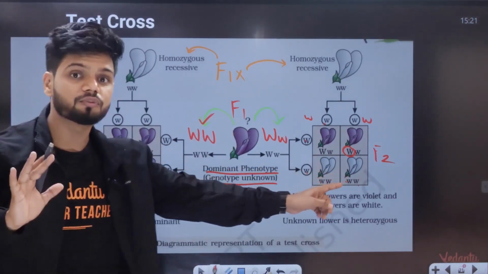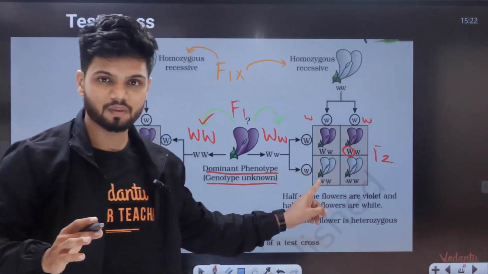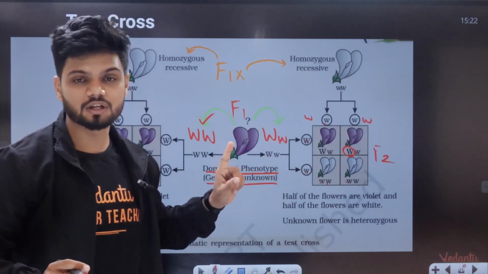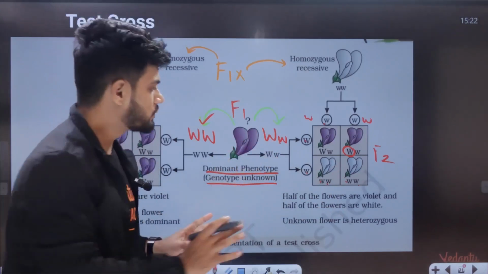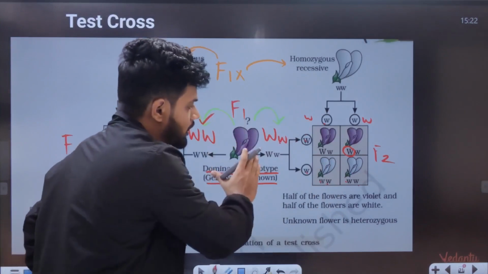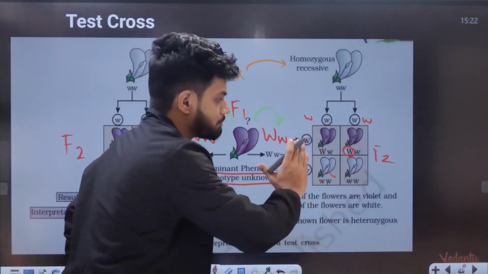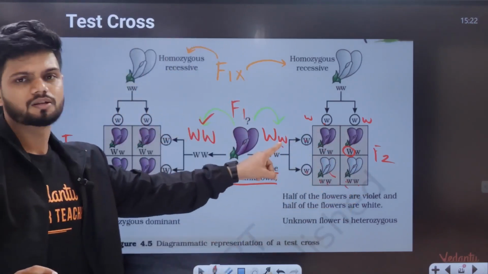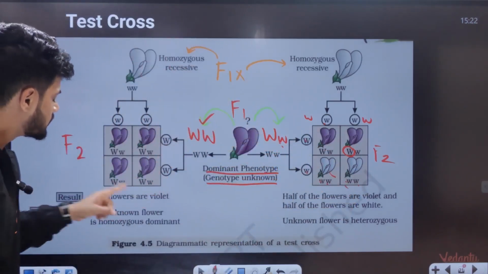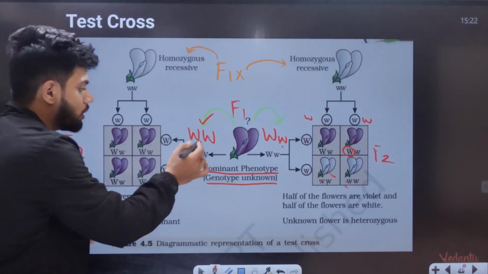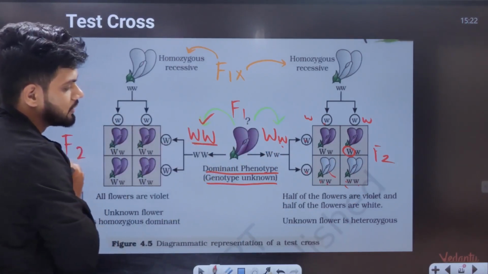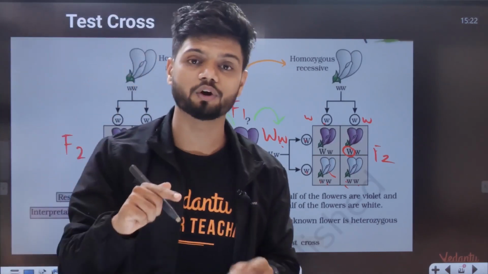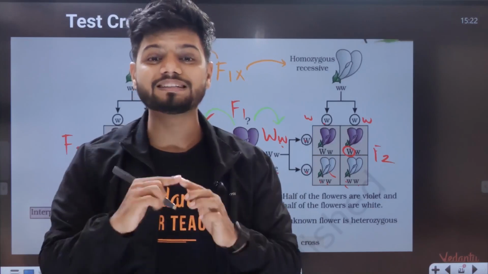Now here, if I get two white flowers, it means that somewhere there was a small w in the genotype of F1. So we are trying to find the genotype of your F1 by looking at the F2 phenotype. If white color is coming in your F2, it means that somewhere there is a small w in F1. If you are getting all violet here, it means that there is always capital W in the F1. So with the help of your F2 phenotype, we are finding the genotype of your F1. That is called your test cross.